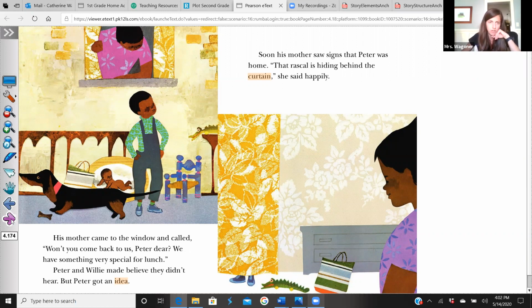What is happening in this part of the story? What does Peter's mother say to him to try to get him to come back home? Peter pretended that he didn't hear his mom. Why do you think Peter pretended not to hear her? How does Peter's mother know that Peter was home? What are the clues that tell her that he's been home?